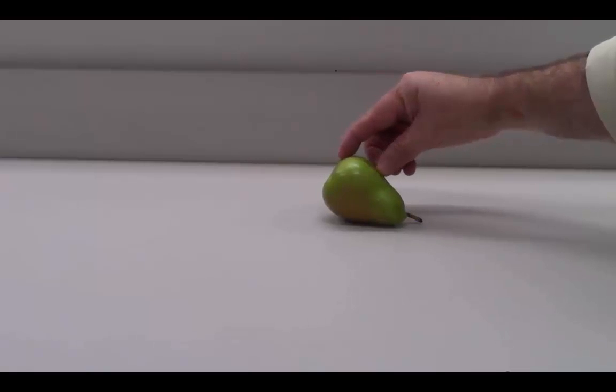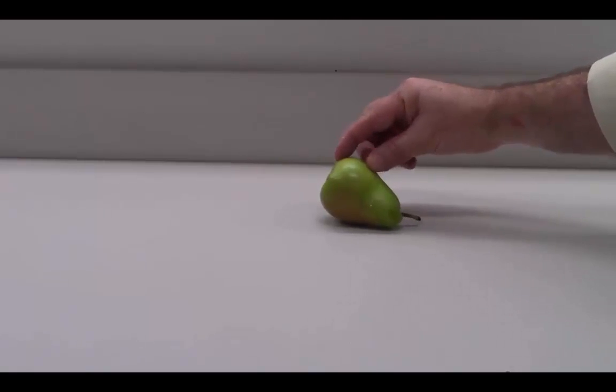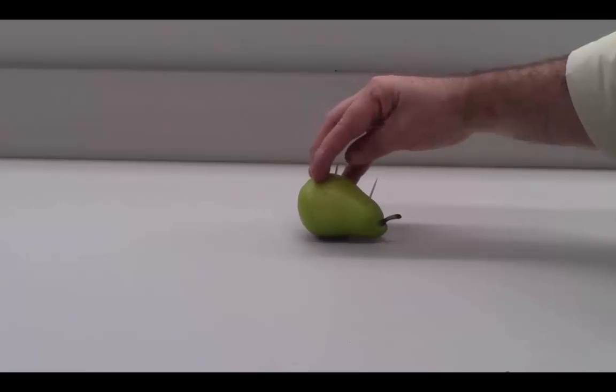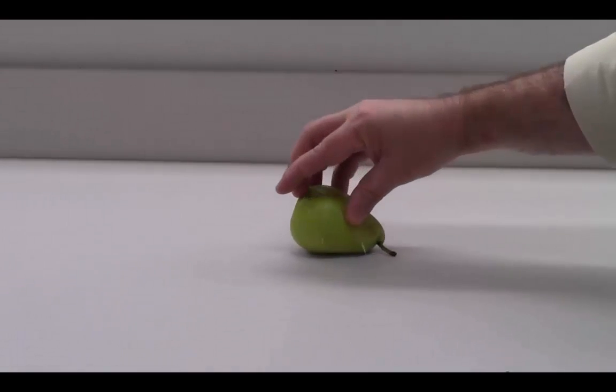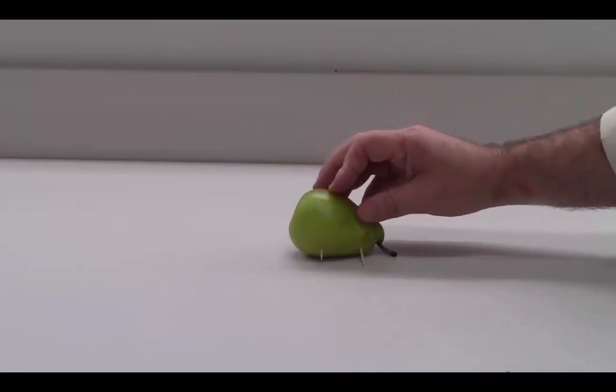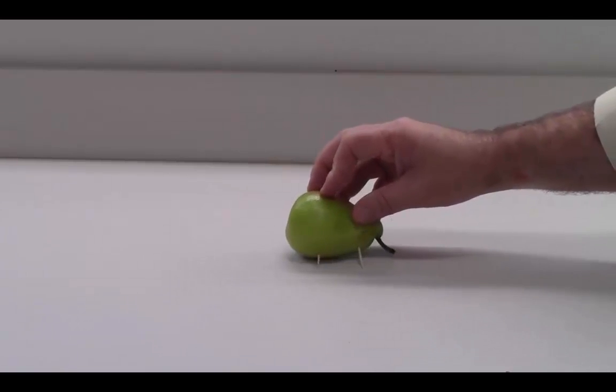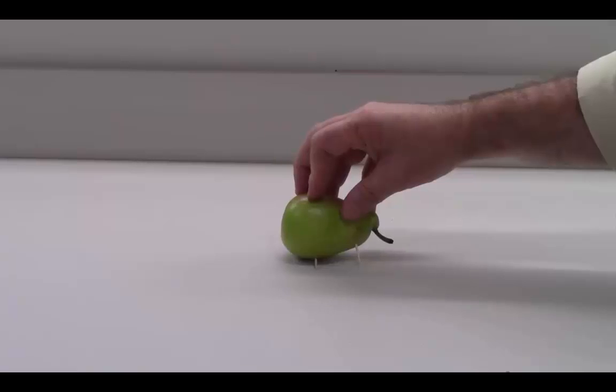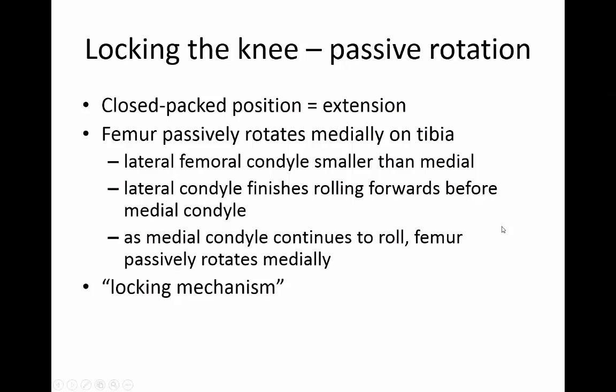We can see this smaller lateral condyle rotates all the way around and it reaches its end. A medial condyle, being larger, still has some rotation to go. And so we get rotation at the knee joint. So this is the locking mechanism of the knee.